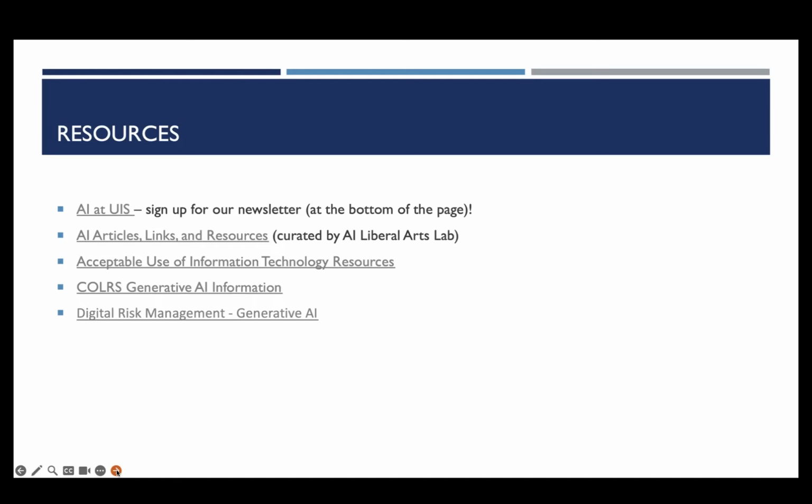The AI Liberal Arts Lab has worked over the past year to curate a list of AI links, articles, and resources. There's a lot of faculty links and resources, but there's also a lot of ChatGPT cheat sheets and different information to really just help make you more efficient. So I wanted to make sure and include that link as well. And then those links about generative AI and how we're using it. So the acceptable use and generative AI information and guidance from the system and from UIS.